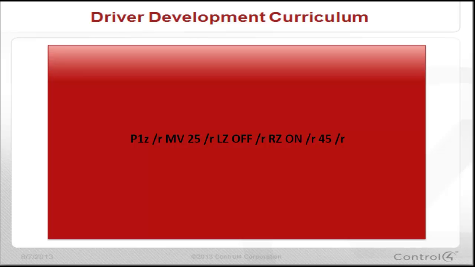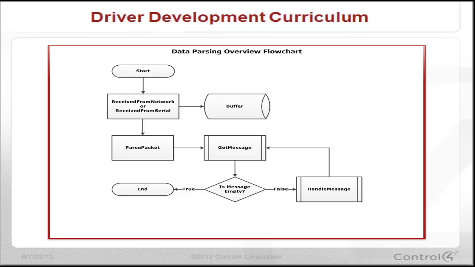Now, we have successfully parsed an individual message from a string of numerous messages within the buffer. This represents the first half of parsing data in your driver. The second half of the parsing methodology involves taking that individual message from the device and translating it into a format that the Control4 proxy can understand. To accomplish this, we'll use a function named handleMessage.